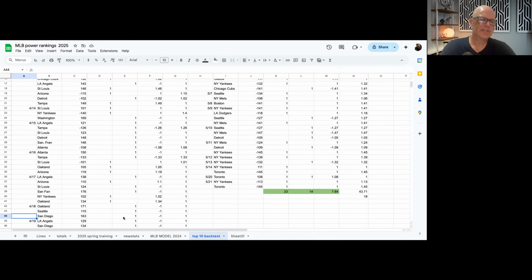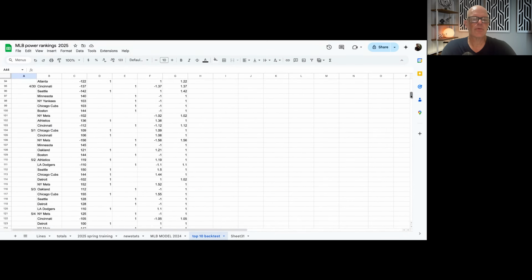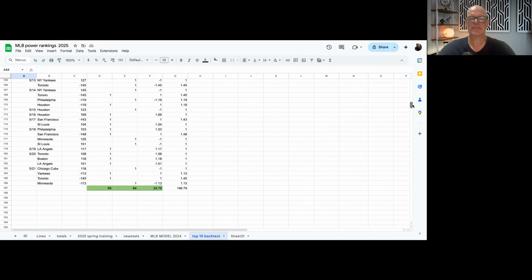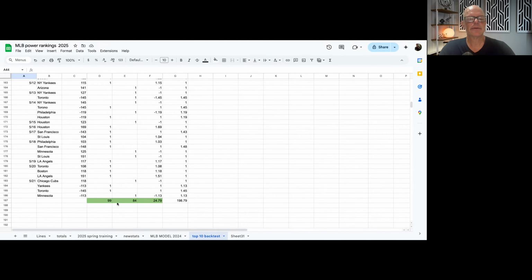Now let's go over here to this model, or it's the same model. We're just playing more volume. Instead of playing the top 6 teams, we're playing the top 10 teams.